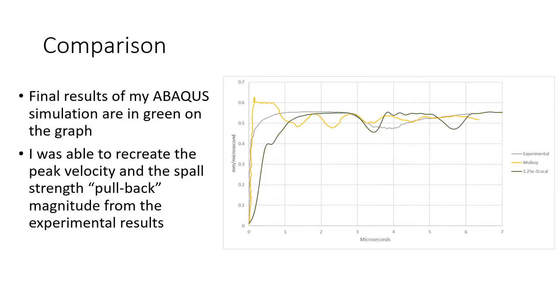So in conclusion, of what I was finally able to create, the final results in Abaqus are shown in green, again, experimental results in gray, and Jack Borg's data in yellow. I was able to recreate roughly the plateau of the experimental results. I was able to get the same peak velocity on the plateau, and by dialing in that parameter as shown before, I was able to get the right pullback magnitude from the experimental results to get a very accurate spall simulation of the material in Abaqus.